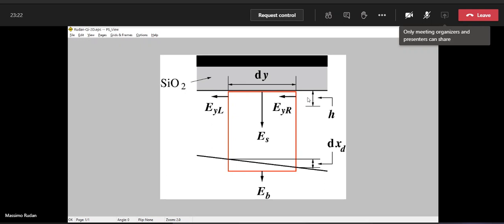In addition to that, in general, the two components of the field in the horizontal direction are different. So EYR is different from EYL, okay? So the application of the Gauss theorem becomes a little bit more complicated, okay? It becomes two-dimensional. So now the approximation comes into play, okay? First, we neglect dxd. We say that the difference in the length of the two vertical boundaries is infinitesimal, so we don't consider it, okay?